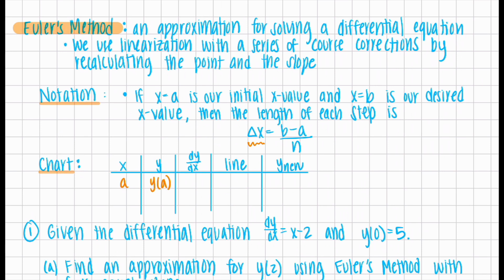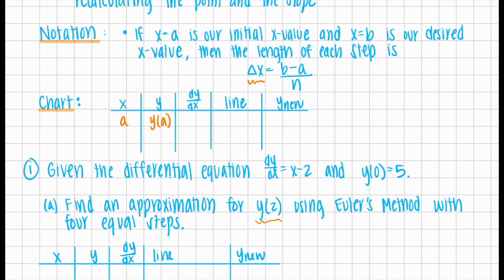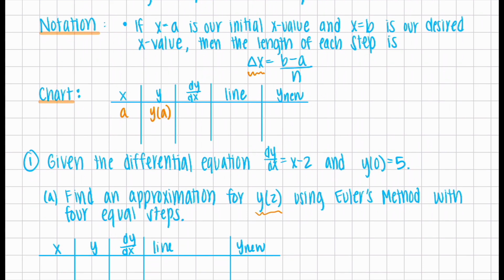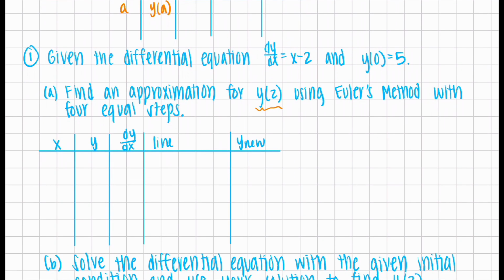For Euler's method, most commonly we use a chart to organize our work. You don't have to use a chart, but like I said, most commonly that's what we do. There are also a couple different ways to do the chart. I'm going to show you one way. I feel like this way makes the most sense. So let's start with an example.